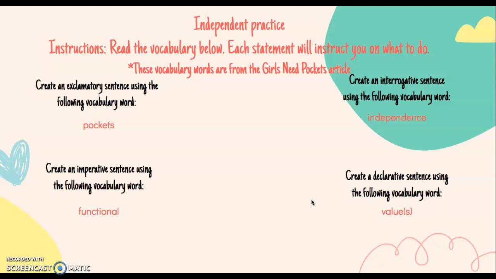So your vocabulary word is pockets. So you would use the word pockets to make a sentence that ends in an exclamation mark. So for the next one, with the vocabulary word independence, you're going to write an interrogative sentence using the word independent. So that would mean it ends in a question mark. Okay, so you're going to pause the video now and create each of these 4 sentences that it's asking you to create on your Google Slides.